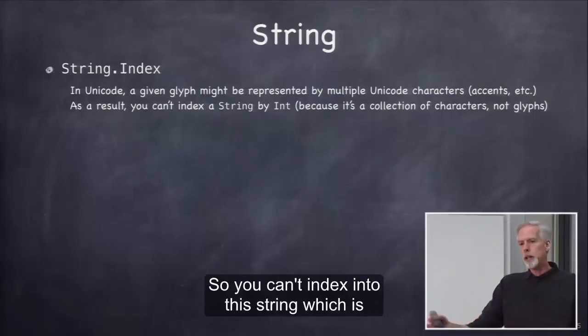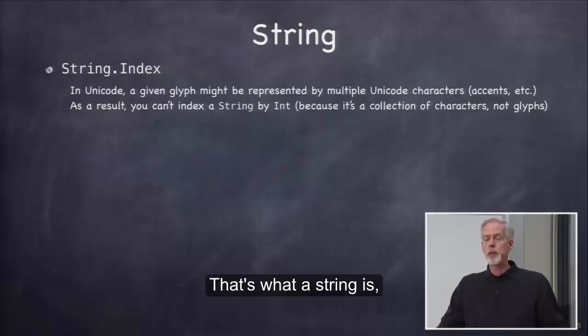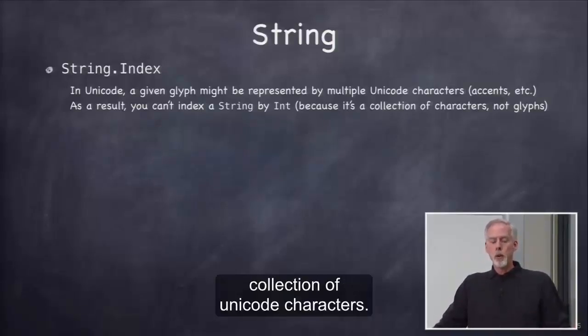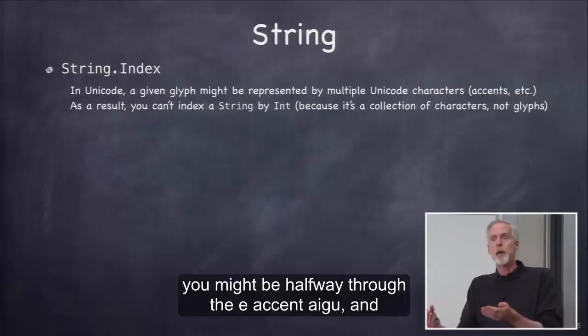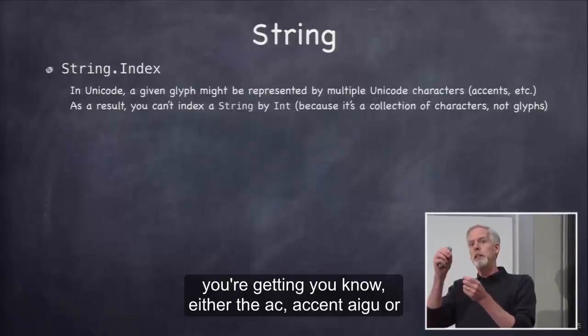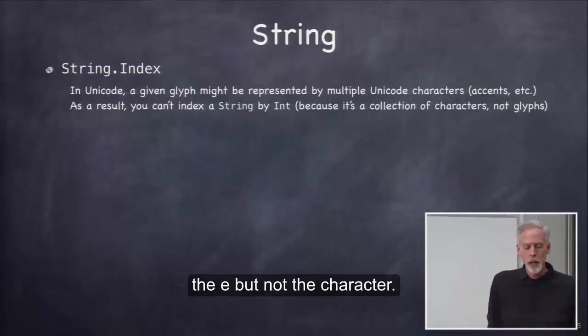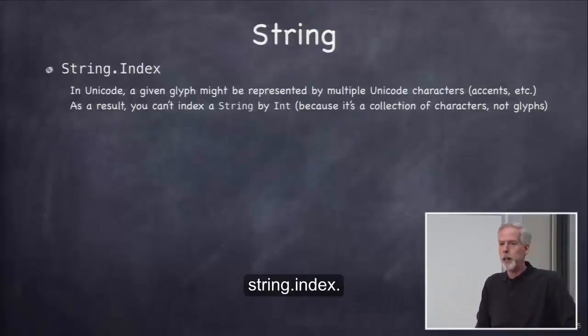So you can't index into this string, which is an array of characters. That's what a string is. A string is essentially internally an ordered collection of Unicode characters. You can't really index by int, or you might be halfway through the E accent aigu, and you're getting either the accent aigu or the E, but not the character. So instead, strings are indexed by this other type called string.index.